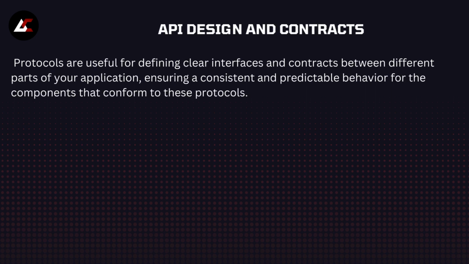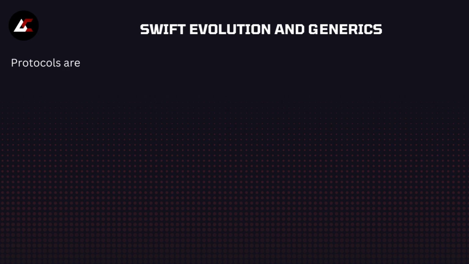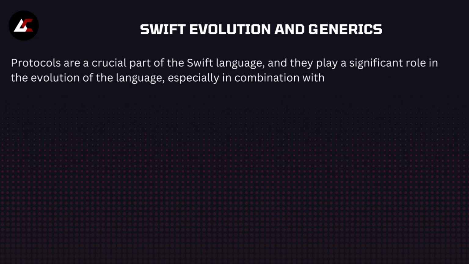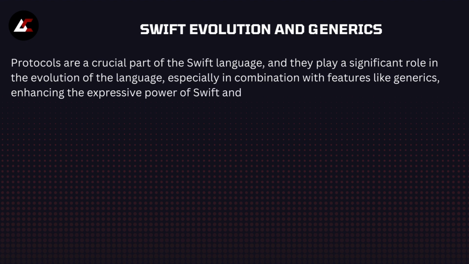API design and contracts. Protocols are used for defining clear interfaces and contracts between different parts of your application, ensuring consistent and predictable behavior for the components that conform to the protocol. Swift evolution and generics. Protocols are a crucial part of the Swift language, and they play a significant role in the evolution of the language, especially in combination with features like generics, enhancing the expressive power of Swift and enabling powerful abstractions.